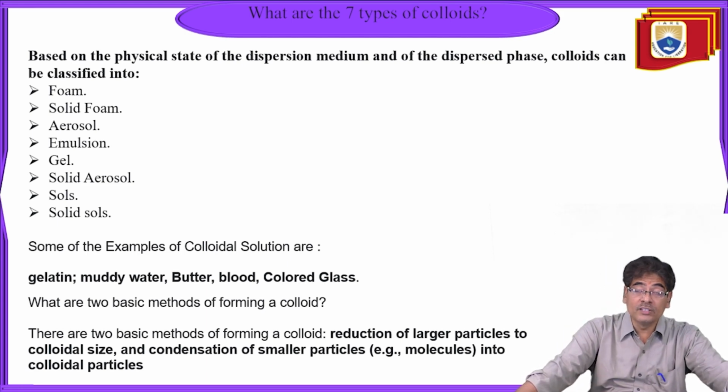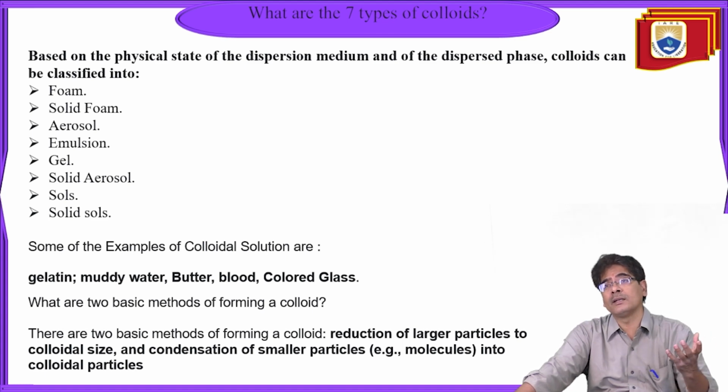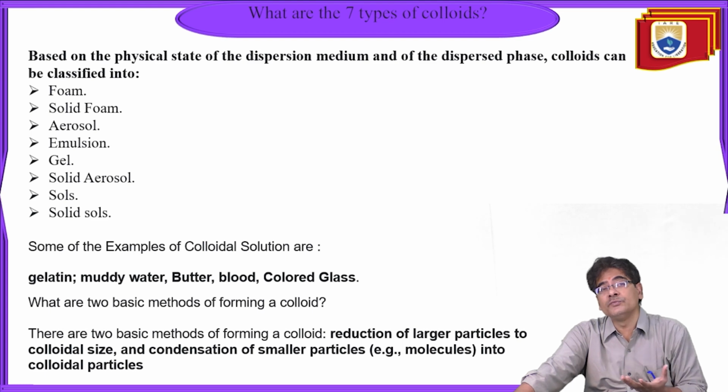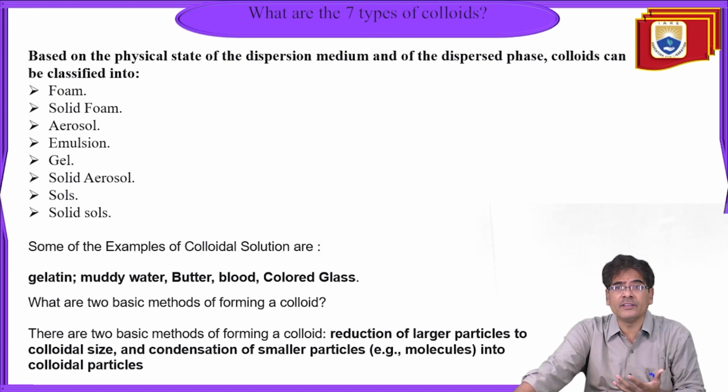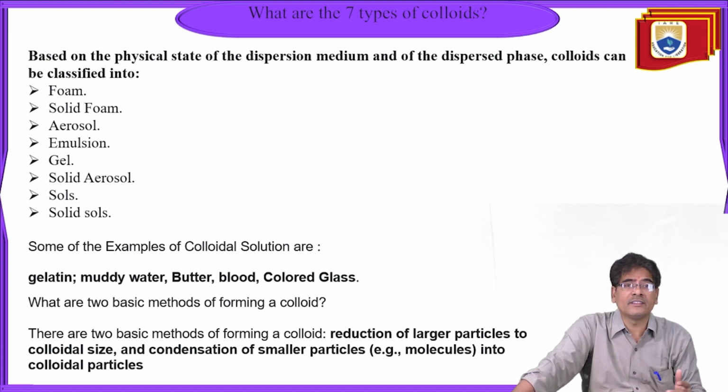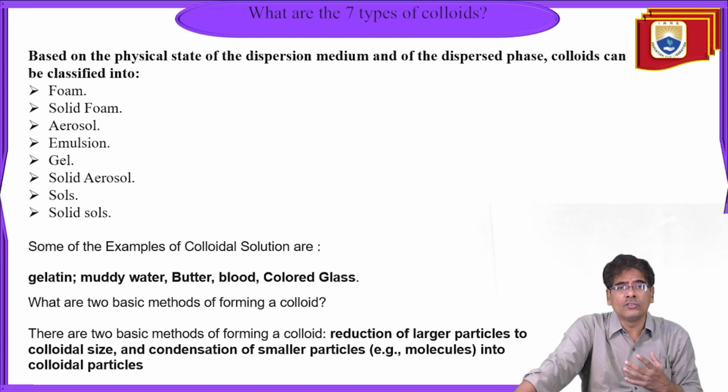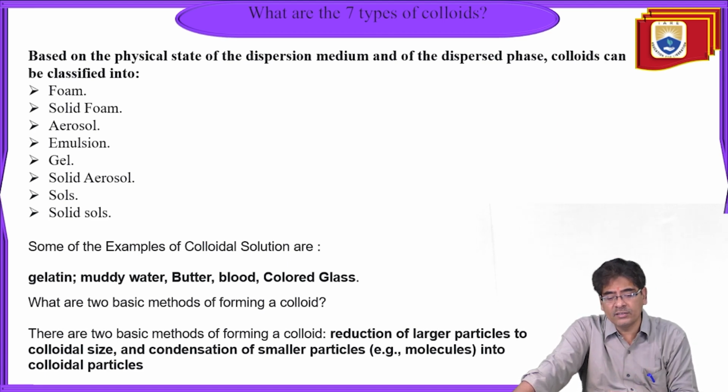These types of colloids are based on the physical state of the dispersion medium and of the dispersed phase. Colloids can be classified into foam, solid foam, aerosol, emulsion, gel, solid aerosols, sols, and solid sols.